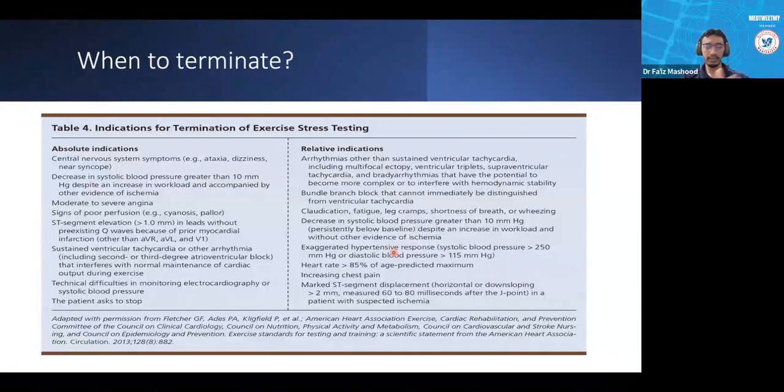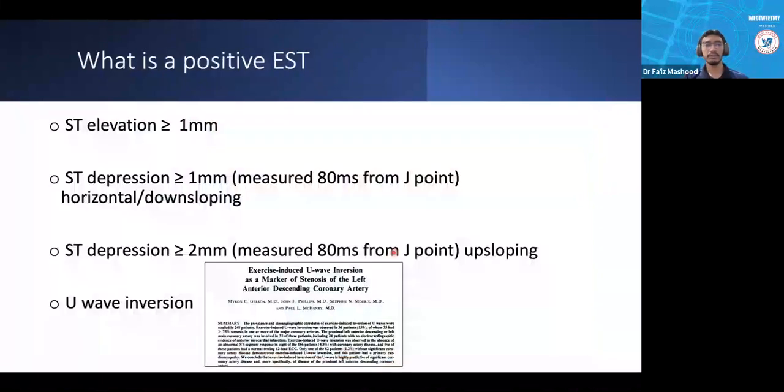All right, and you can read other indication to terminate EST. This one, maybe you can see from the recording, or you can even Google up this. Okay. So I think this is one of the most important slide as well. What is a positive EST? We got three criteria here. ST elevation more than 1 mm.